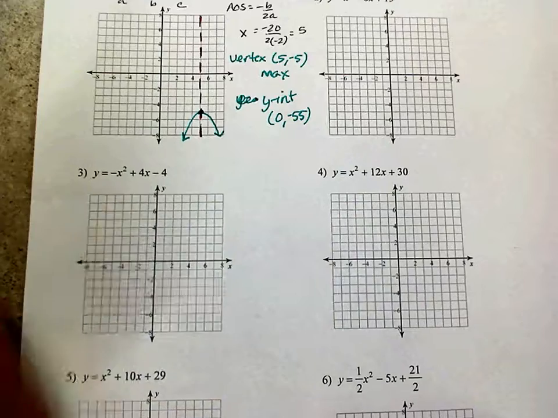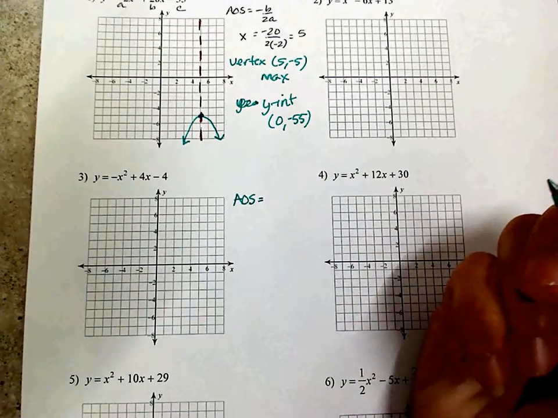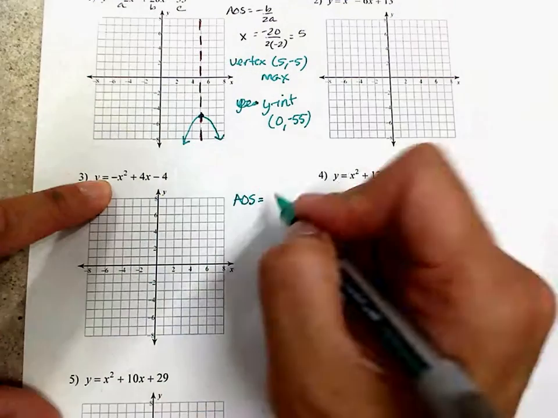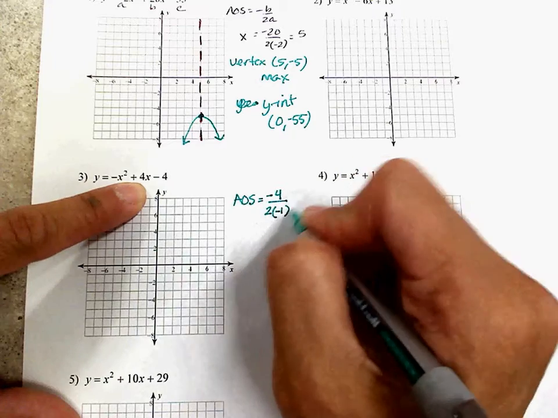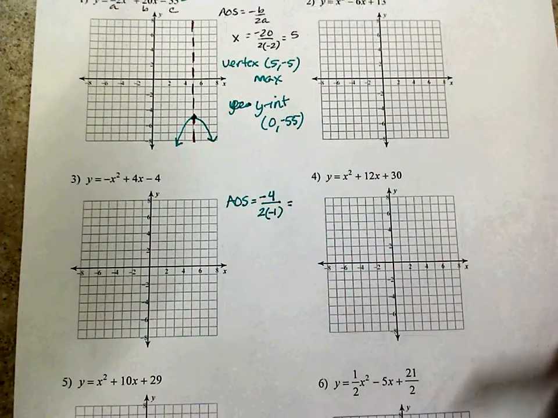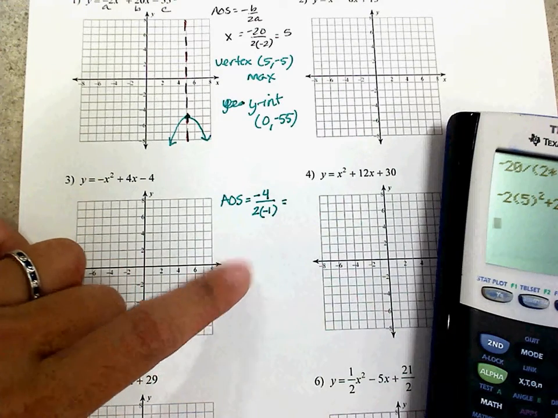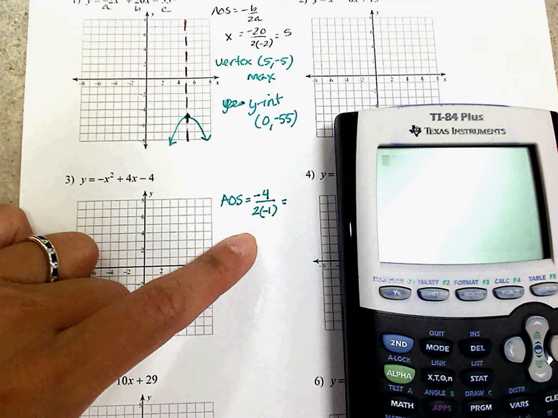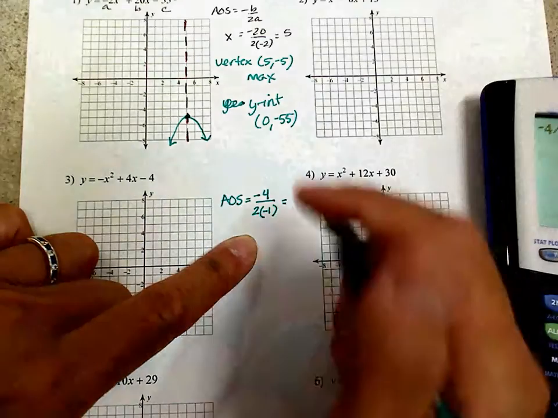Okay, let's look at number 3. Here, number 3. Okay? Your axis of symmetry. I do want you to use the formula of axis of symmetry. Negative B, which is 4 over 2 times A. So there's your axis of symmetry. I do want you to keep using this formula so you get good at it, okay? So do that. Here we go. Negative 4, divide, parentheses, 2 times negative 1. You guys could probably do that math in your head. So your axis of symmetry turns out to be 2.